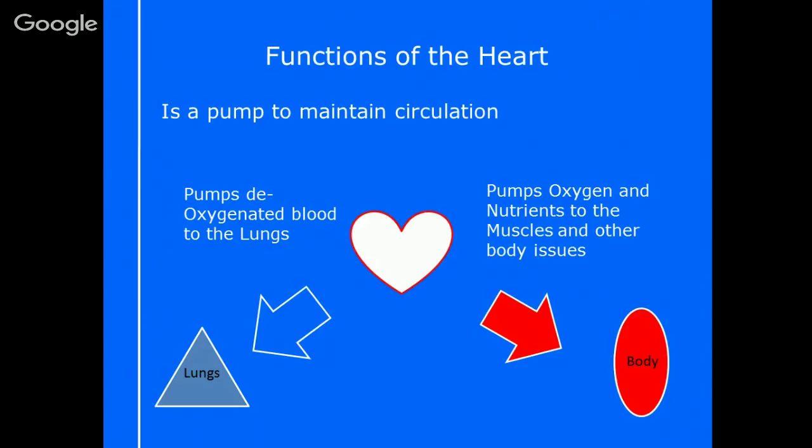The one to the left, it's pumping deoxygenated blood to the lungs. And it obviously needs to be getting any of the blood that doesn't have any oxygen in it to the lungs so it can have a nice top up of oxygen so that it can then pump oxygenated blood and nutrients to the muscles and other areas in our body where we need it.